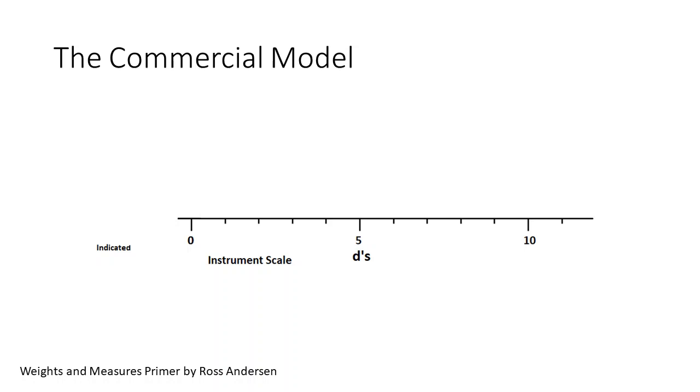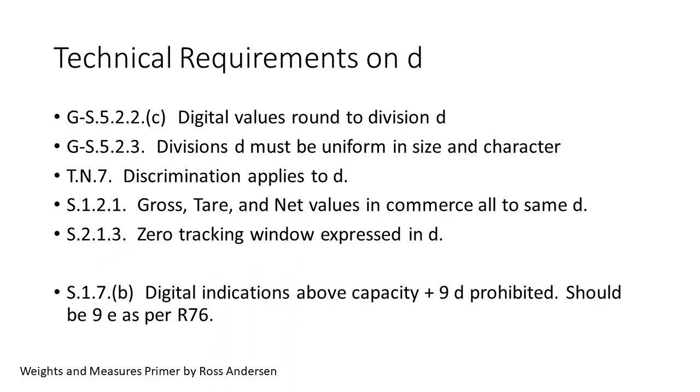There are plenty of technical requirements or design specifications relating to D. These are not accuracy-related, but function-related. Here are a few examples of those specifications, most referring to D and maybe one notable exception to E. GS522C refers to rounding digital values to D. GS523 requires that both analog and digital divisions be uniform in size. You can't skip divisions, and you can't have larger divisions balancing smaller divisions.